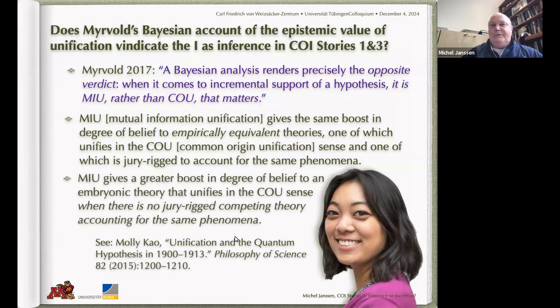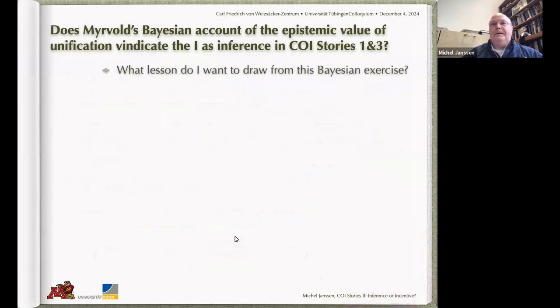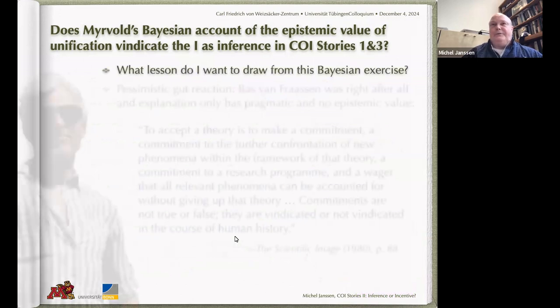Now, Molly Cowie, in a very interesting paper, has shown that it could basically be a problem with just picking the examples. If you look at another example, and she does this for early quantum theory, where you have an embryonic theory that unifies in this COU sense, and there is no jury-rigged competing theory, there you can capture the rationality of increasing your degree of belief with this Bayesian machinery developed by Myrvold.